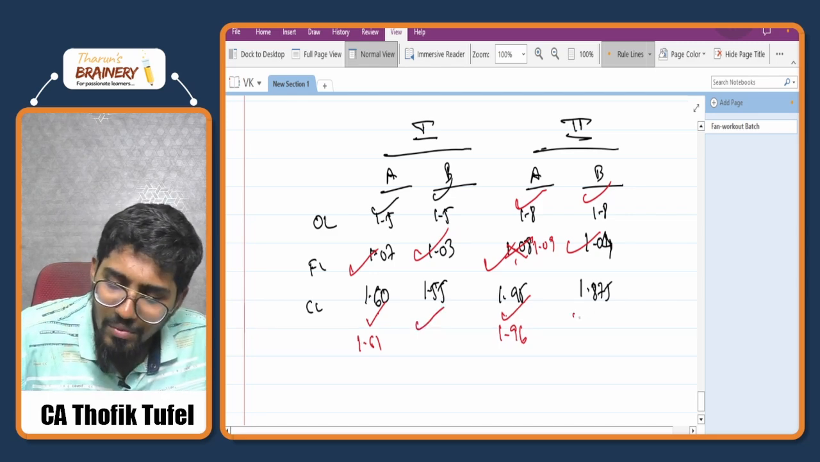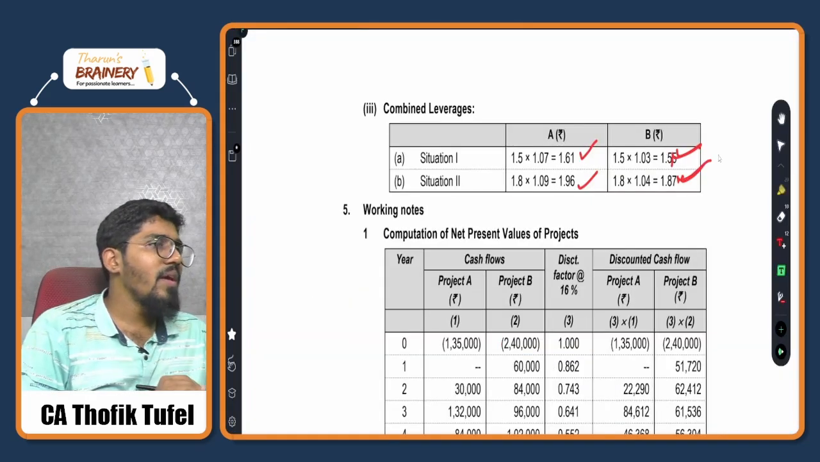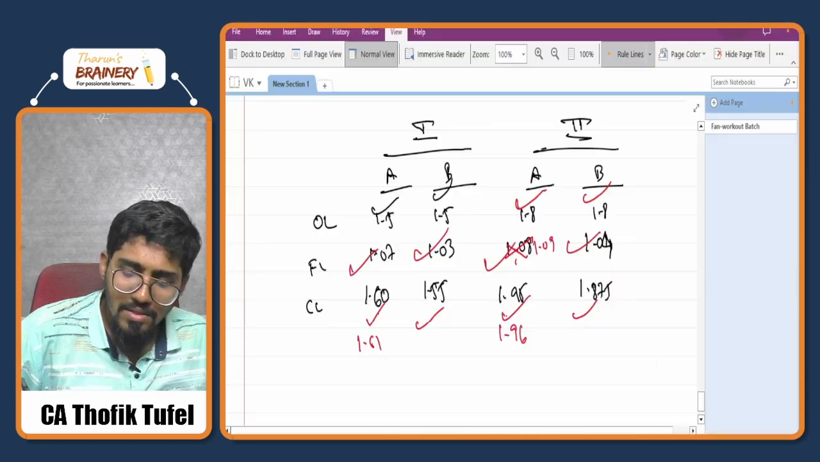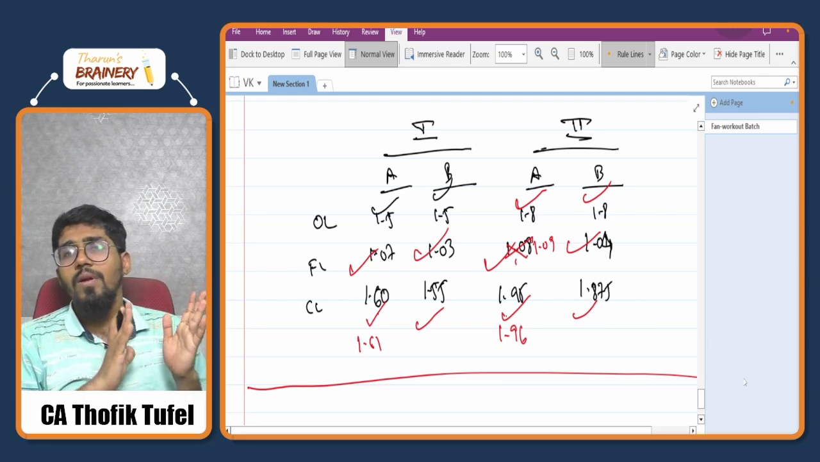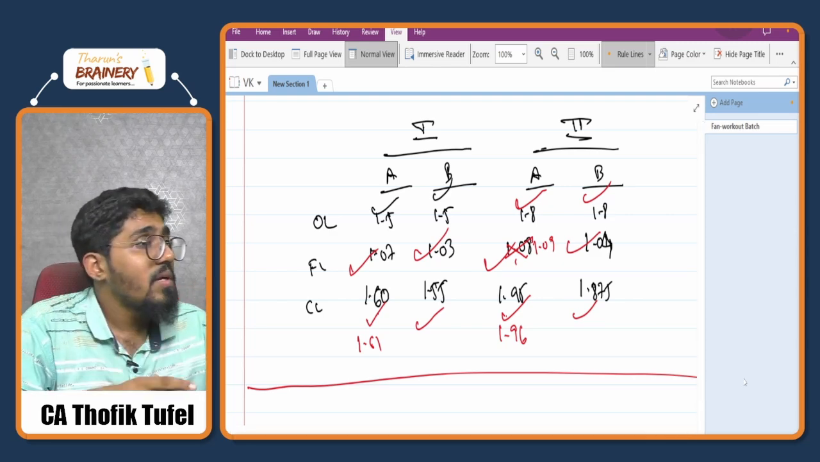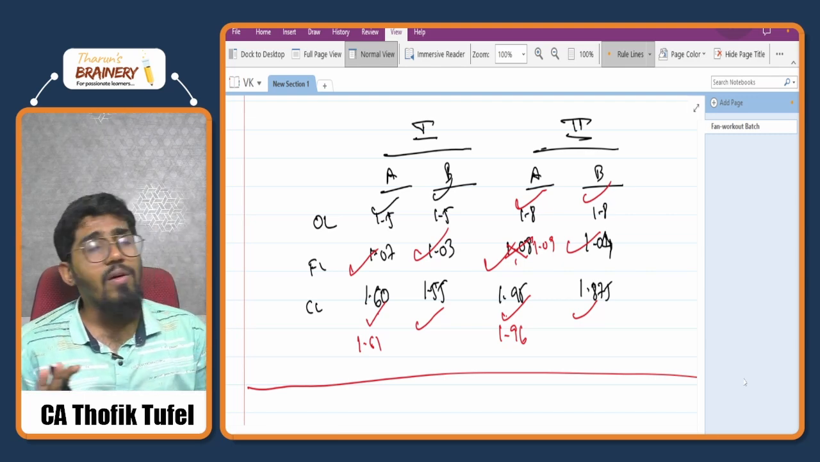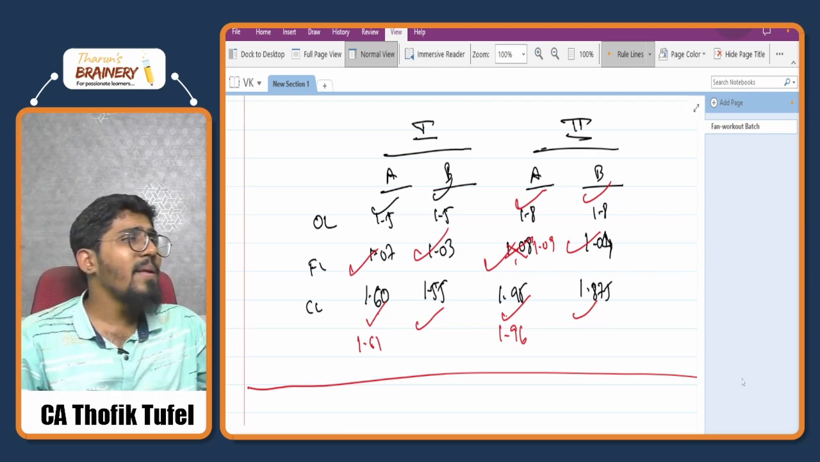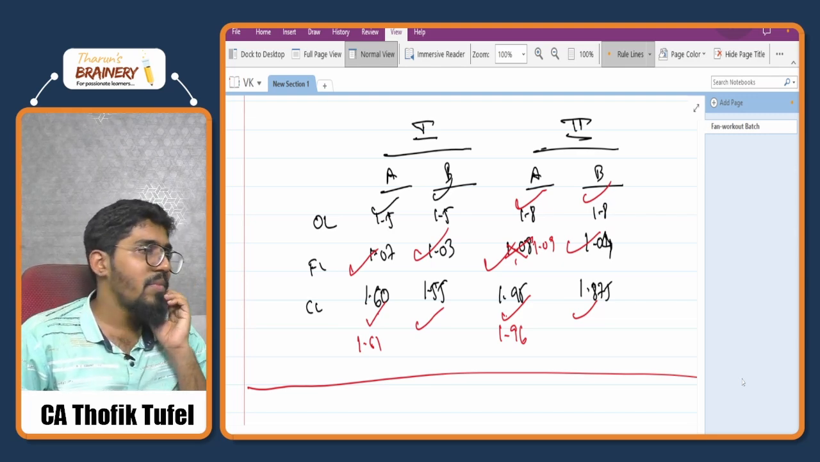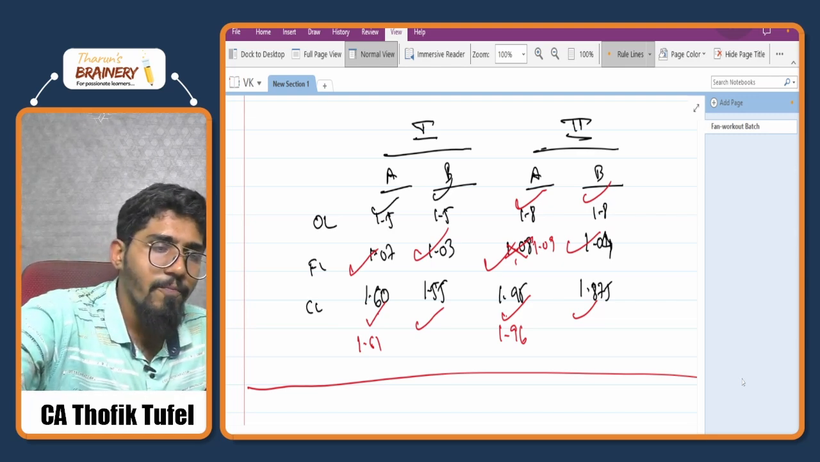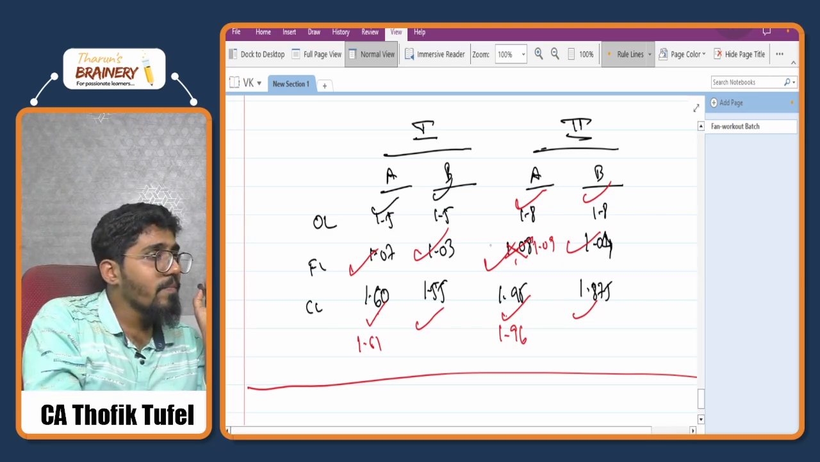Now 1.55, 1.875. This is the answer. So with this, we completed question number 1 for leverages, and we also learned a lot of points out of it and practically solved how a general or typical problem will look. This is a typical 4-mark or 5-mark problem on leverages. Are you all with me till now? My dear Chellakutis, are you all with me? Okay.